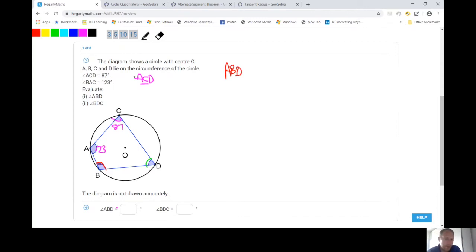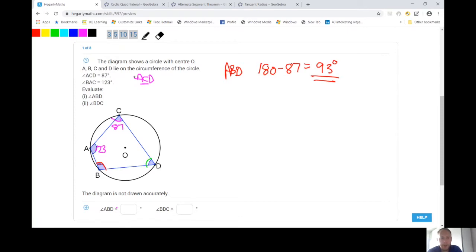Well, you know this is a cyclic quadrilateral because it's a quadrilateral inside a circle. And you know the opposite angles in a cyclic quadrilateral add up to 180 degrees. So the angle here and the angle here will add up to 180 degrees. So if I do 180 degrees, take away 87. So take 80 off, I get to 100. Take 7 off, I get to 93. So that means ABD is 93 degrees.